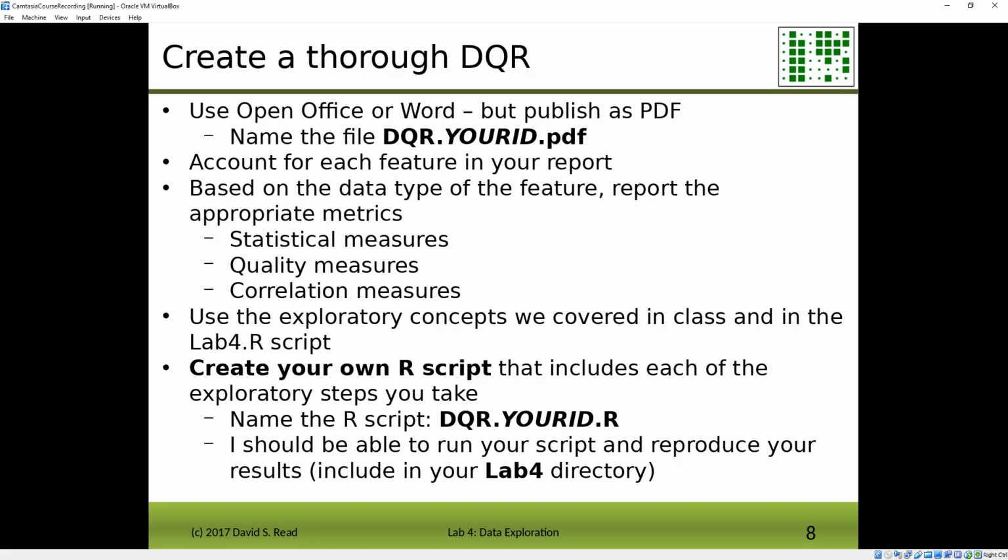You're going to create an R script, and I would like you to name that R script DQR dot, and then again your ID, your Linux ID dot R. That script should be essentially the steps that you are going through with your data set to generate the data quality report in terms of the plots you're generating, the statistical measures you're generating, anything that you're doing where you're using R to extract information about your data. That should be in your script.